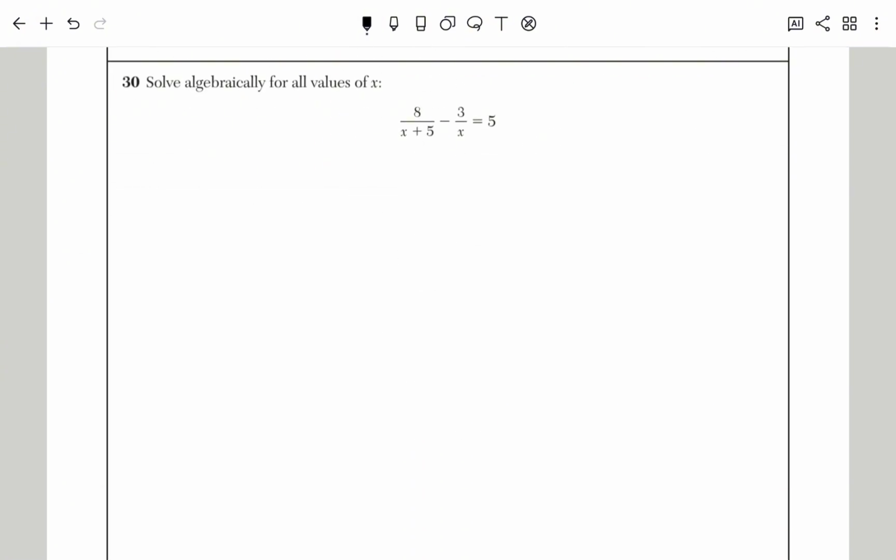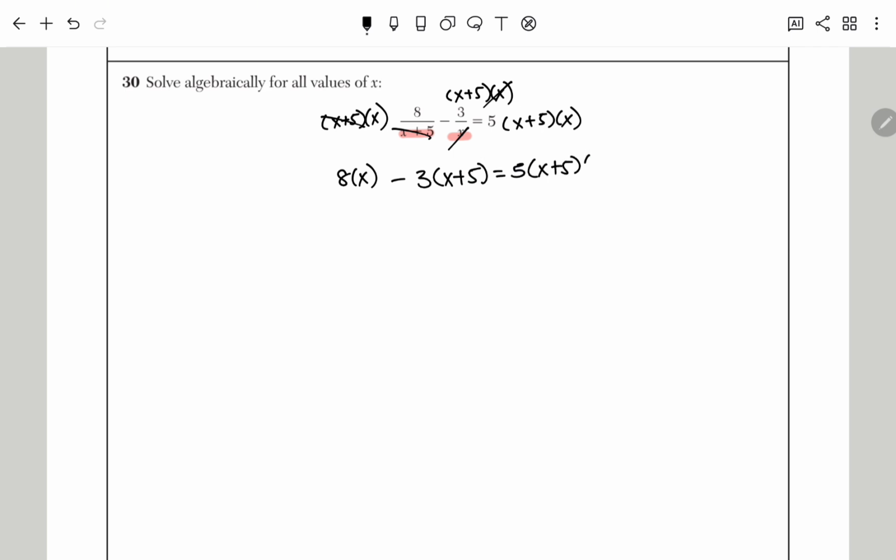Now for question 30. Solve algebraically for all values of x. So when we're given this type of question, we're going to multiply by our denominators. So we know that our denominators are x plus 5 and x. So we multiply everything by (x + 5) times x. Here, x plus 5 and x plus 5 are going to cancel out. So we have 8 times x, minus, here the x and the x cancel out, so minus 3 times (x + 5), equals 5 times (x + 5) times x.